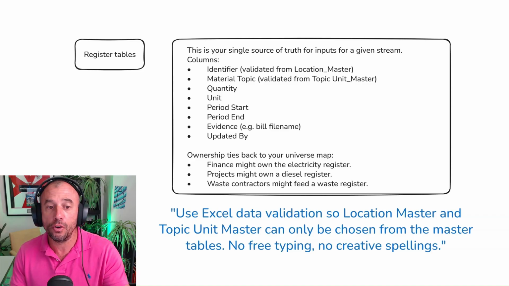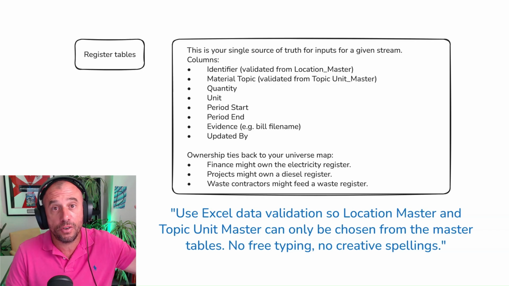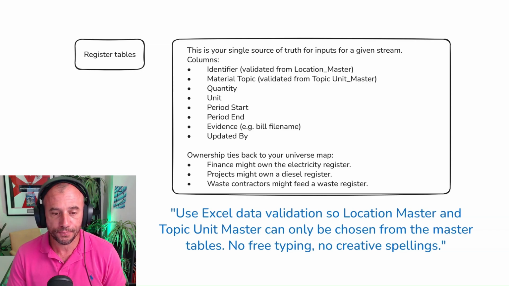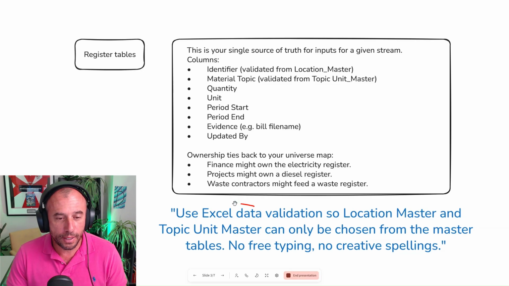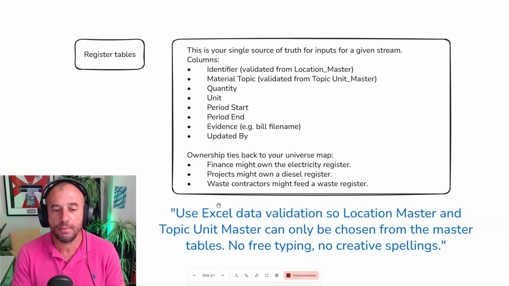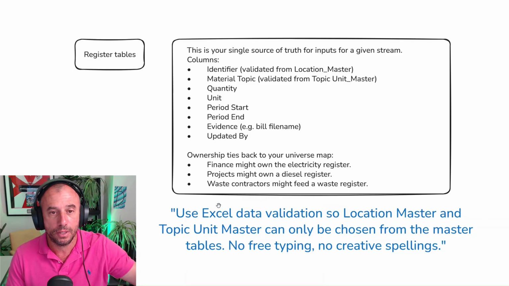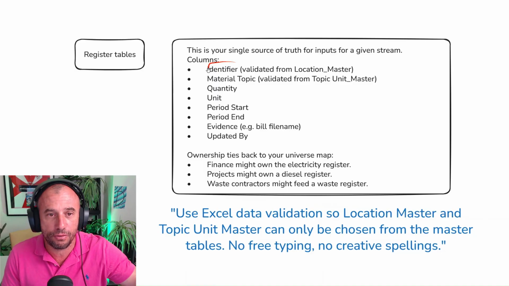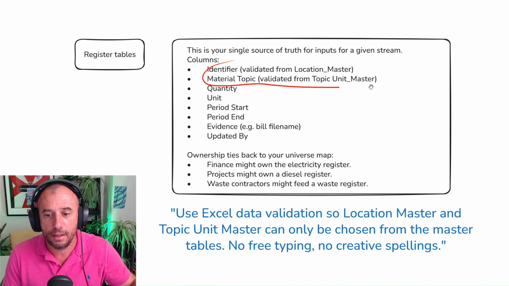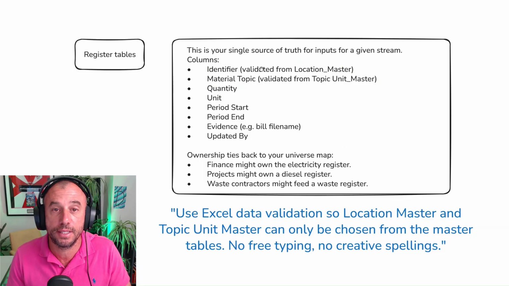So it could have different ownerships, but whatever you mapped out earlier in your sustainability universe, that's how you would give ownership out. All right, in big blue writing down the bottom: use Excel data validation. Location master and topic unit master can only be chosen from the master tables. These two here, you cannot free type in. They have to be able to be brought straight over into the registers table.